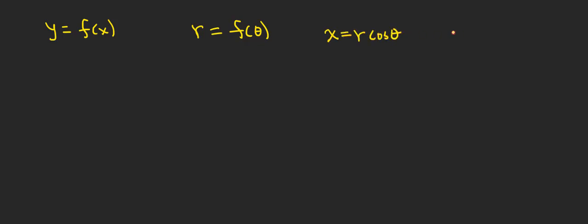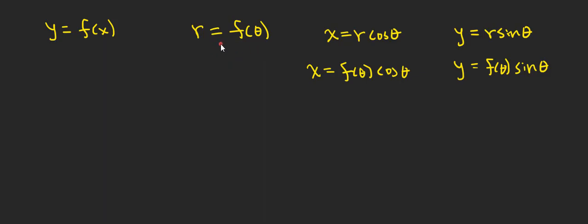In this video, we're going to talk about slopes of polar curves. We could say that y is equal to f of x. In polar, what we could do is we could say that r equals f of theta. And you know that x equals r cosine theta and y equals r sine theta. And using substitution, since r equals f of theta, we could say that x equals f of theta cosine theta and y equals f of theta sine theta.